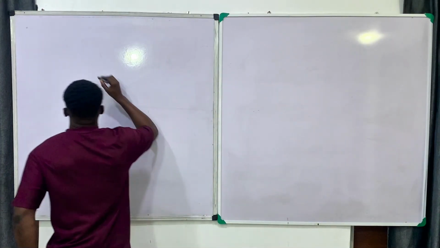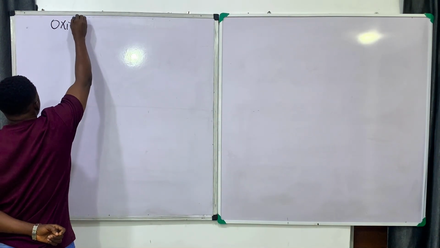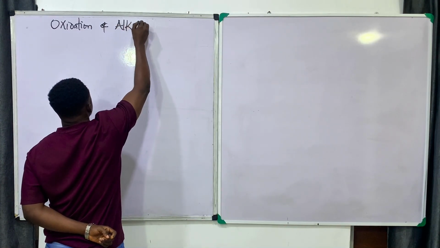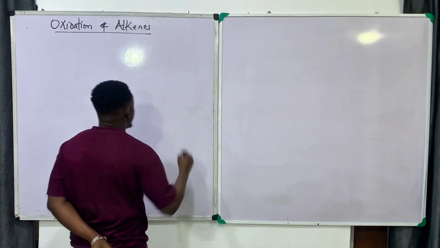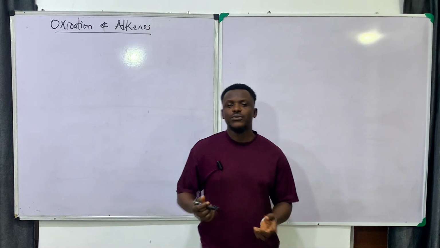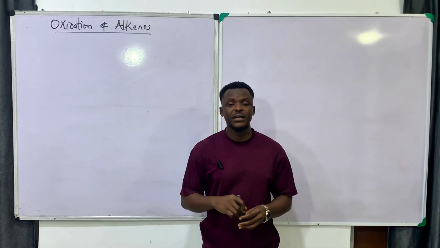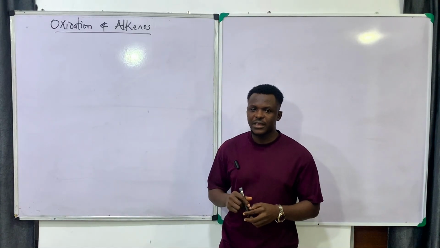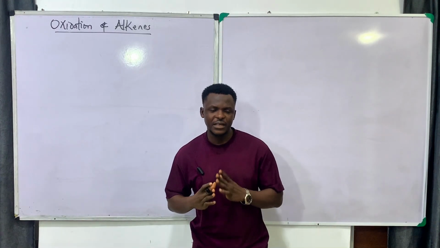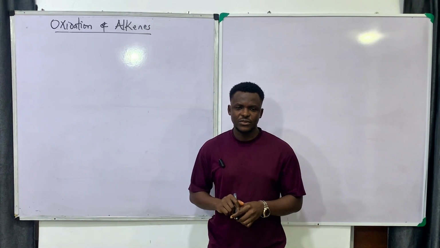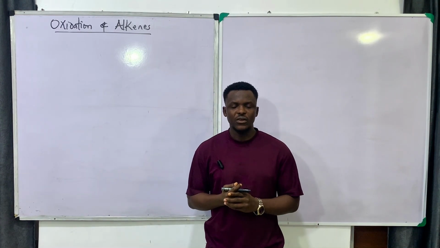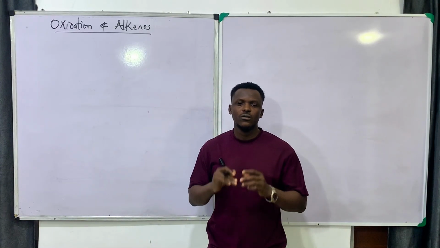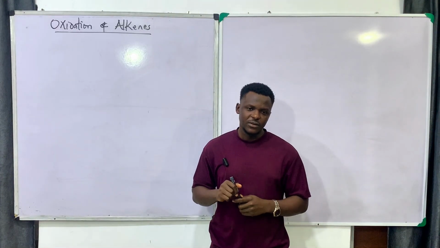In today's class, we want to talk about oxidation of alkenes. Now, alkenes possess a double bond. The presence of a double bond in an alkene makes it very, very reactive. So majorly, alkenes undergo two types of reactions. We have the addition reactions and we have the oxidation reactions. In oxidation reactions, the double bond is either split into two halves or just one of the bonds is split.